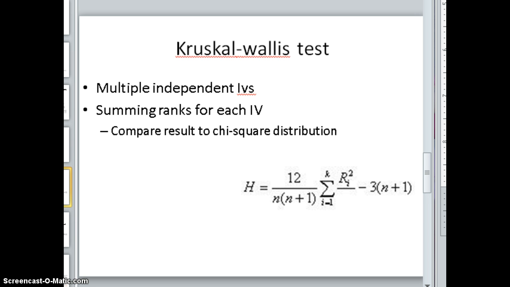But again, the idea is the same. We're comparing the observed sums of ranks to what we would expect the sum of random ranks to look like. So if there's a big difference between the sums of ranks that we observe and what we would expect if ranks were random, then we would say that those two groups look different, especially if they fall outside the 95th percentile for the chi-square distribution.